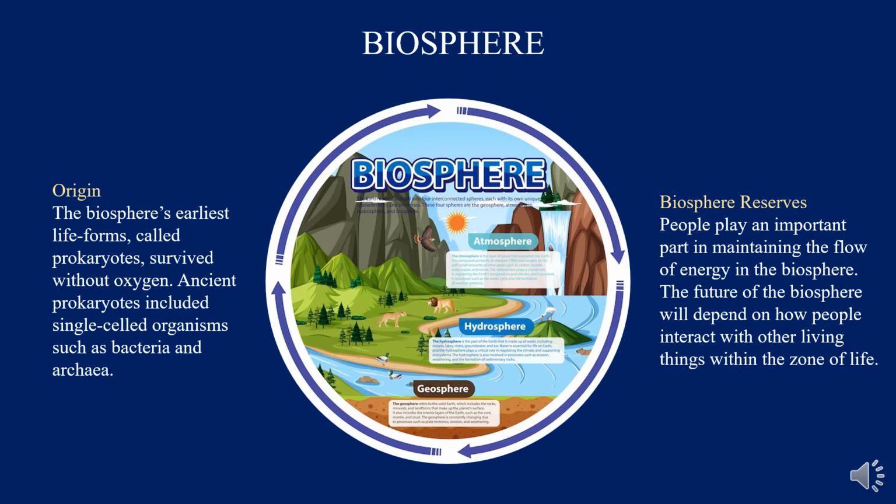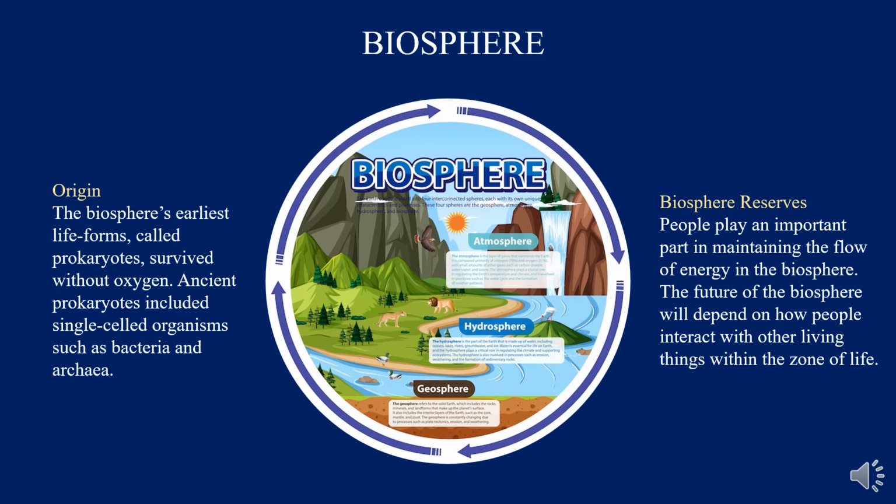The biosphere has existed for about 3.5 billion years, and its earliest life forms, prokaryotes, survived without oxygen. Some prokaryotes included single-celled organisms such as bacteria and archaea. Some prokaryotes developed a unique chemical process. They were able to use sunlight to make simple sugars and oxygen out of water and carbon dioxide, a process called photosynthesis. These photosynthetic organisms were so plentiful that they changed the biosphere.